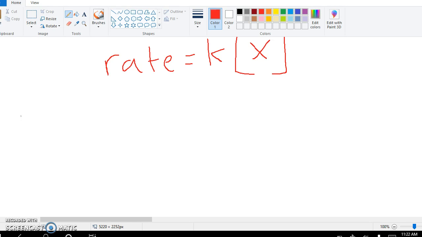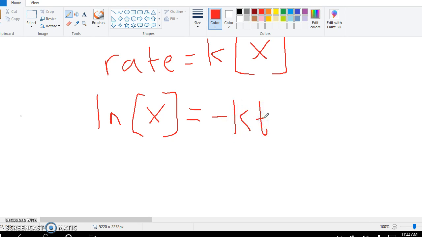Integrated is whenever we are dealing with the concentration over time, and since it's first order, it's going to be natural log. So the concentration is dependent on time. If we're going to express it in a linear expression, we would say the natural log of concentration X at a given time is equal to negative K times time plus the natural log of concentration X at time 0, or the initial.